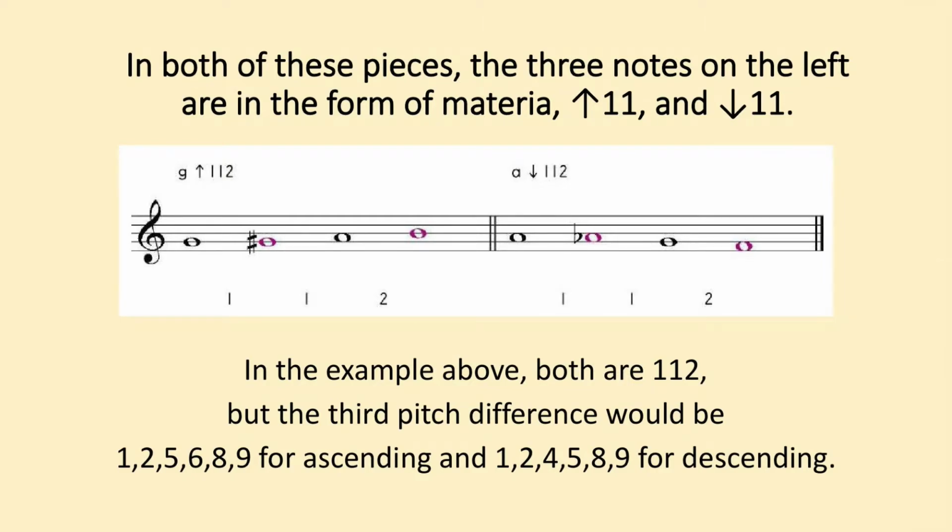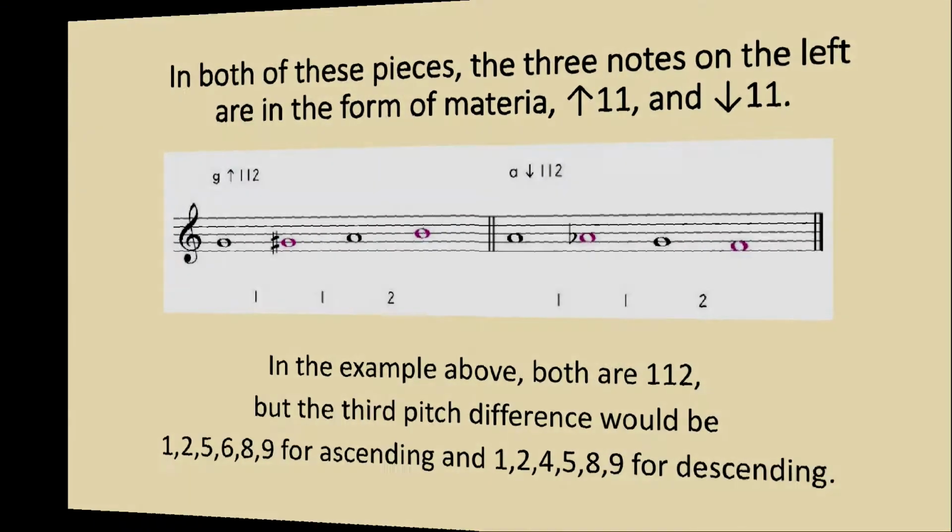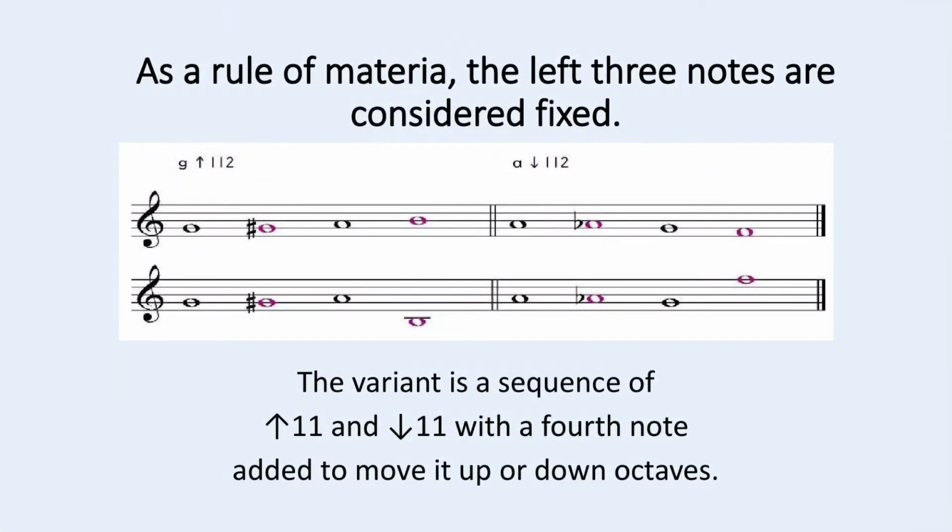In both of these pieces, the three notes on the left are in the form of materia, upward 1-1 and downward 1-1. In the example above, both are 1-1-2, but the third pitch difference would be 1-2-5-6-8-9 for ascending, and 1-2-4-5-8-9 for descending. As a rule of materia, the left three notes are considered fixed. The variant is a sequence of upward 1-1 and downward 1-1, with the fourth note added to move it up or down octaves.